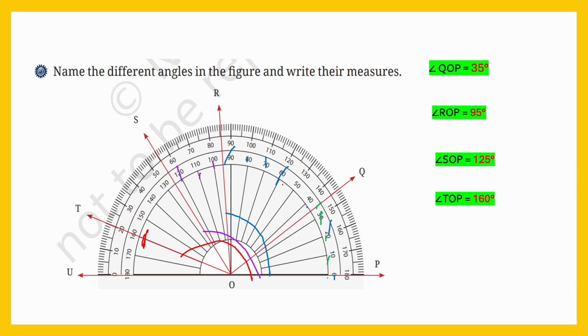Then next, we have angle UOP. What will be UOP? It is a straight angle. So, it is 180 degrees. So, these are some of the angles in the figure.